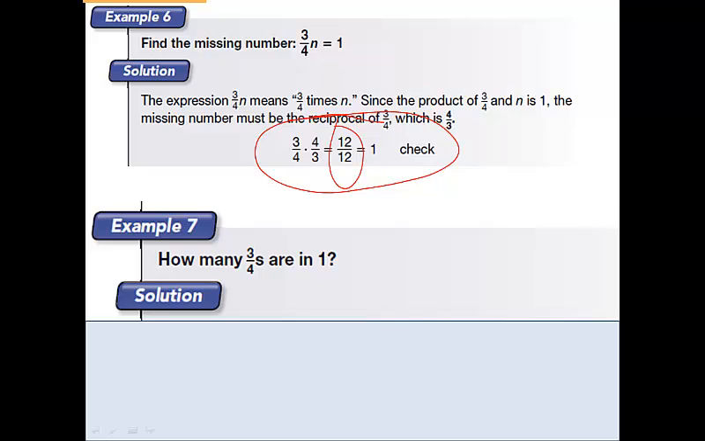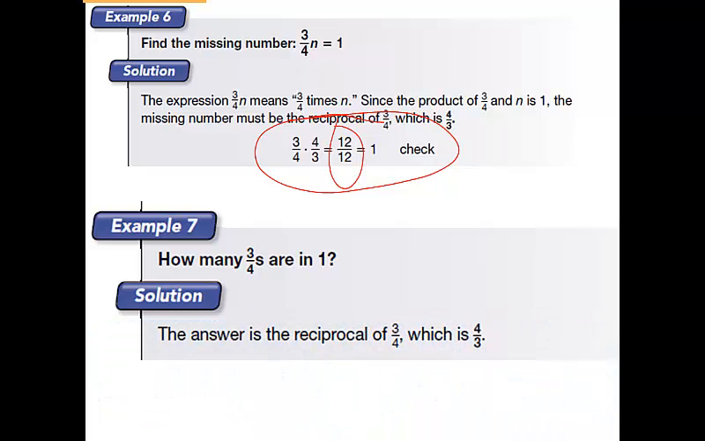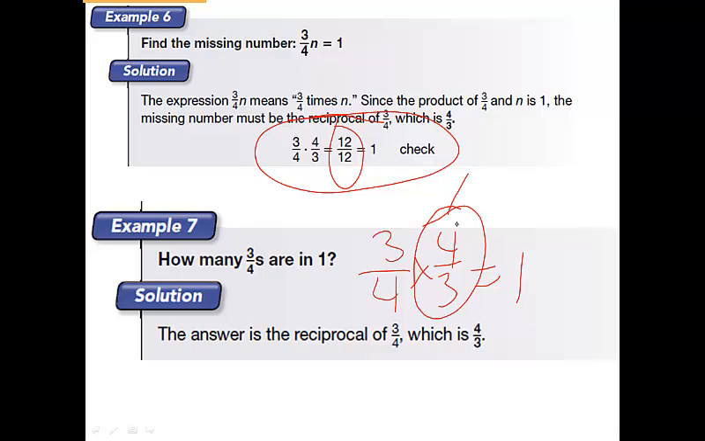In example 7, how many 3/4 are in 1? See if you can do that one on your own. The answer is the reciprocal of 3/4, which is 4/3. 3/4 times 4/3 equals 1. So how many 3/4 are in 1? 4/3.